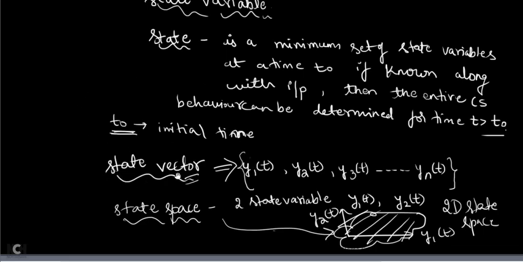Now coming to the state vector. Assume that you have y1, y2, y3, etc. up to yn of t as your state variables. If you write all these state variables in a column vector, then you call that a state vector.